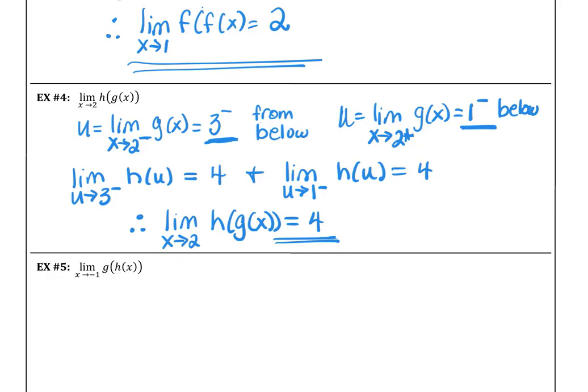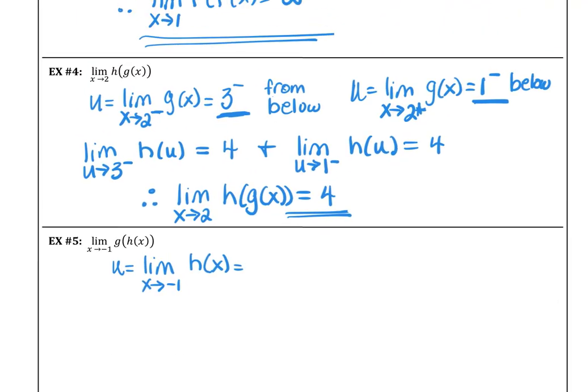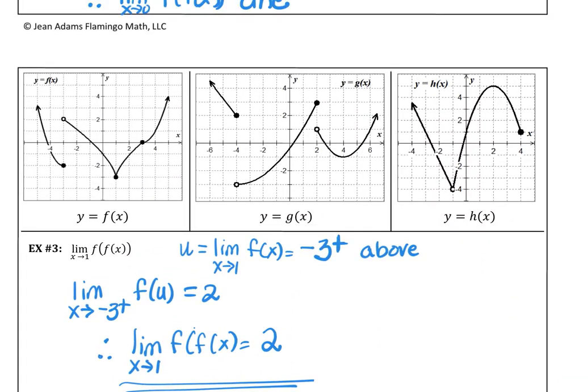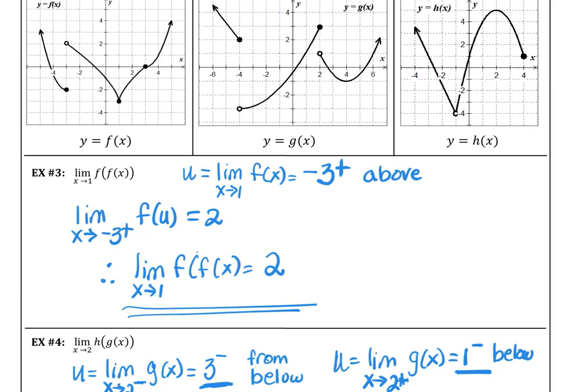Okay, example 5, let's go take a look at that. Here we want to define u is the limit as x approaches -1 on the inside function, that's h of x. We're going back to look at the graph of h of x. As we approach -1, here's -1. So as you approach -1, the limit is going to be -4, but notice we're approaching from the left above that value and from the right above that value. So we're approaching -4 from above in both the left and the right limit.